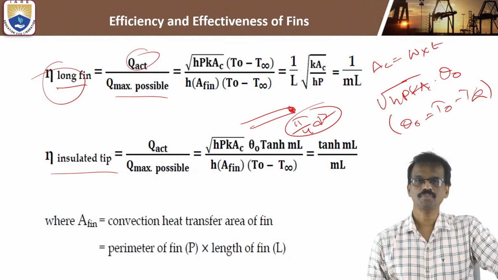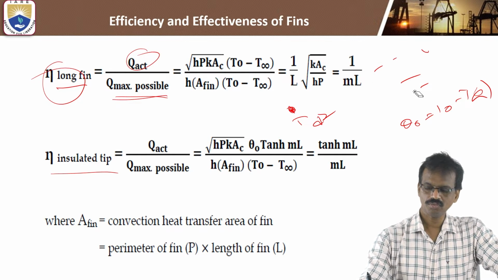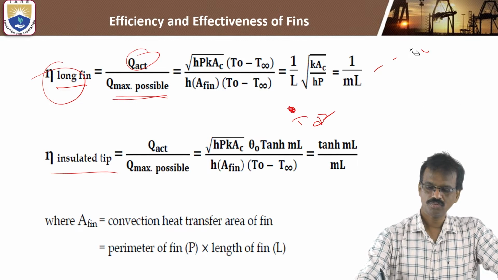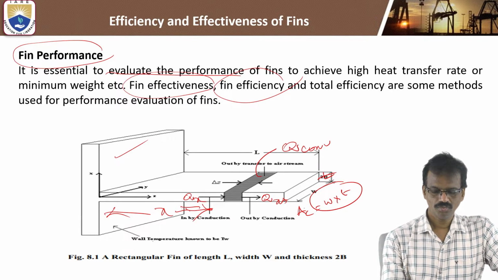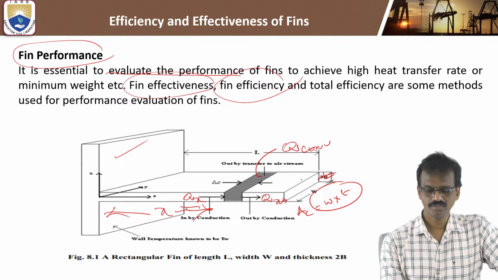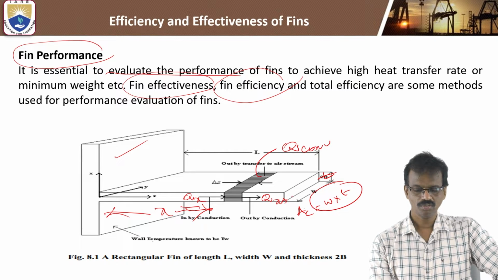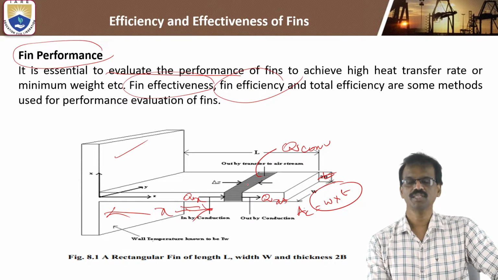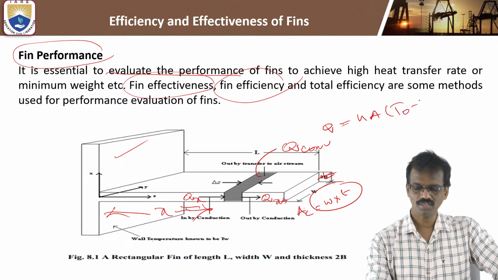But in case of maximum possible heat transfer, I refer to this diagram. The total surface area includes the top surface, bottom surface, and side edge surfaces. Through that area, the heat will be dissipated through convection mode. So Q is equal to h A delta T, with the maximum temperature difference T naught minus T infinity.